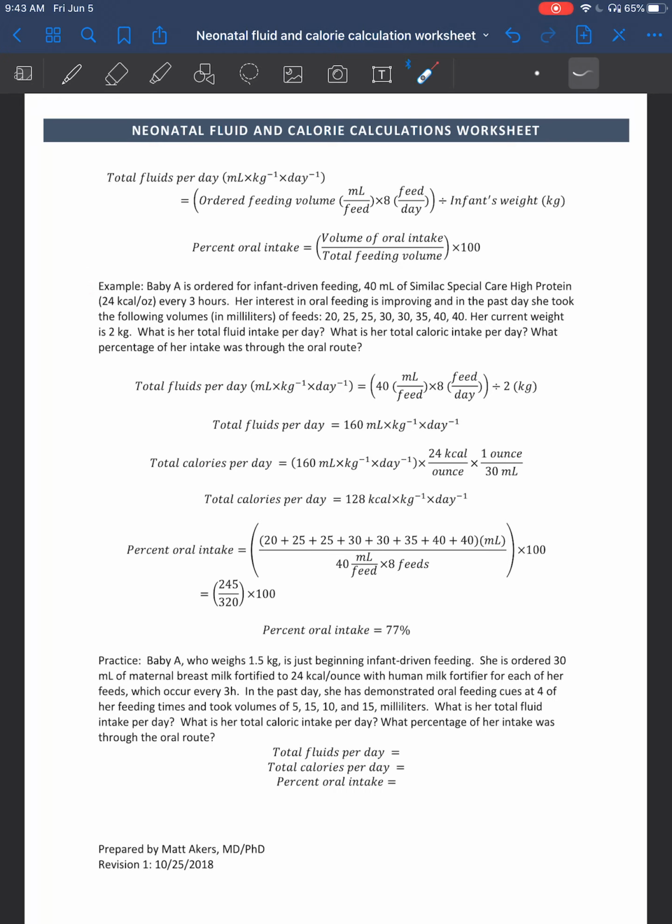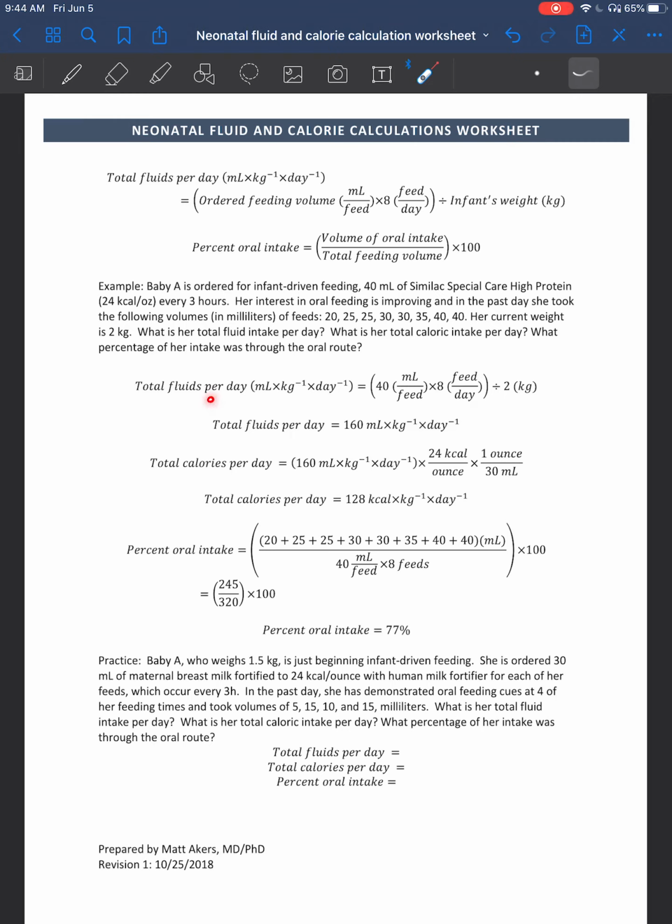Baby A is ordered infant-driven feeding 40 milliliters of Sim Special Care High Protein, which is 24 kcals per ounce, every 3 hours. Her interest in oral feeding is improving, and in the past days she took the following volumes in milliliters: 20, 25, 25, 30, 30, 35, 40, and 40. Her current weight is 2 kilograms. We're asked to find total fluid intake, caloric intake, and percentage of oral intake.